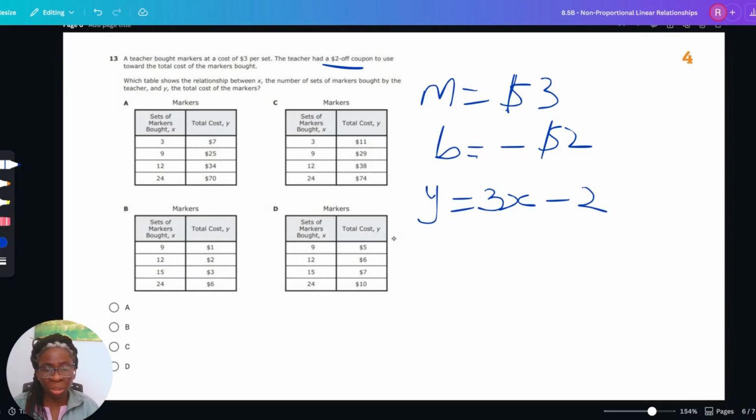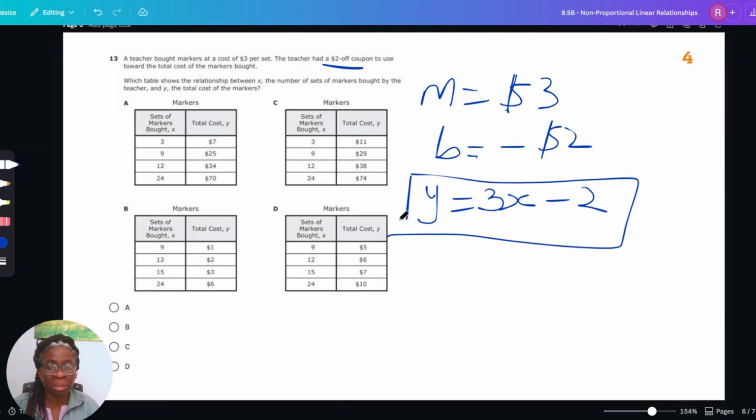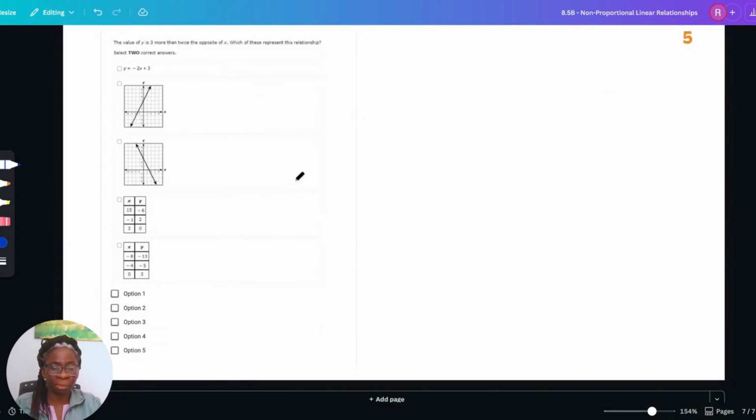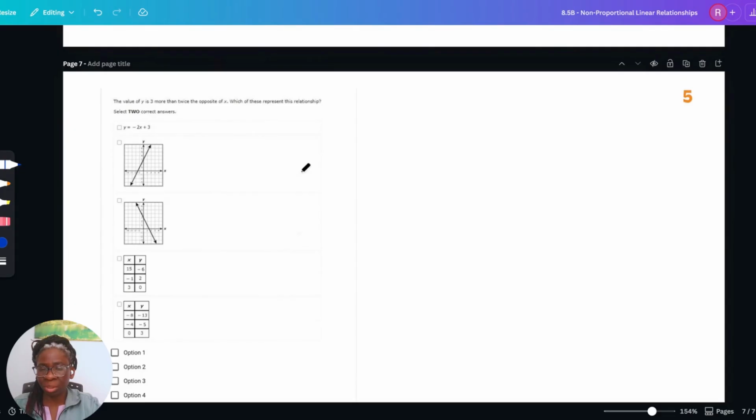So now use this to find which of these tables is correct, just as I did in the previous two options. If you can't remember, go back and watch it again. So which of these is correct? When x is 3, what will be the value of y? When x is 9, what will be the value of y? When x is 12, just calculate for each table and choose the correct option. And this will be the last question for this.